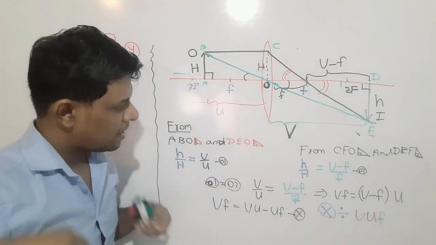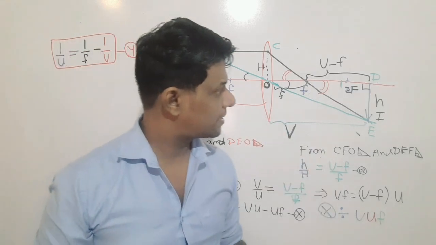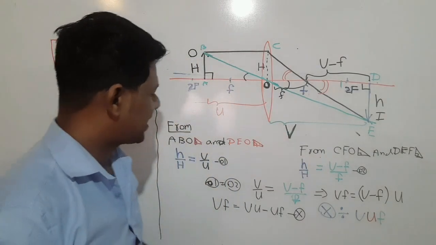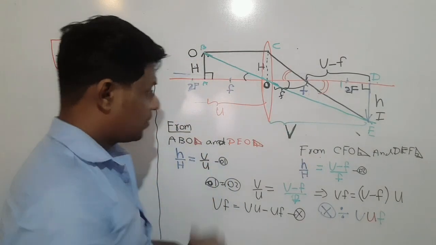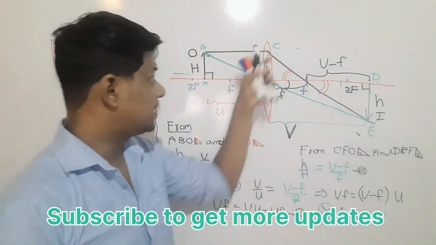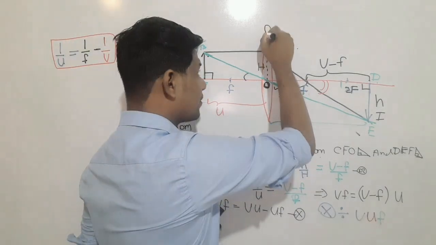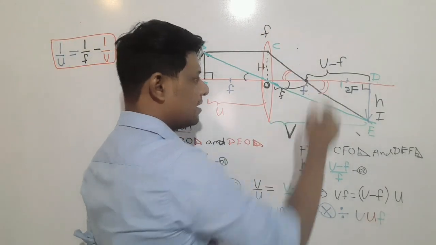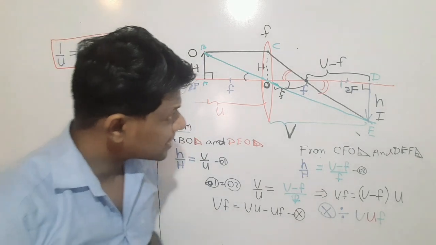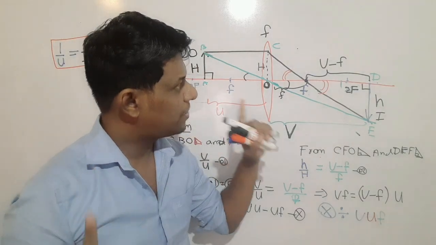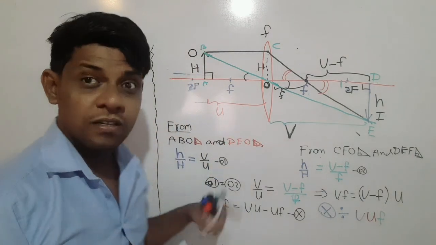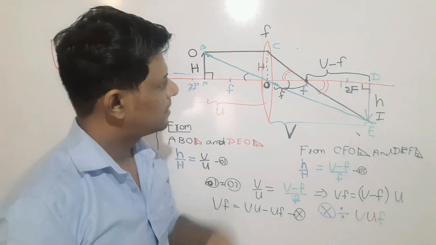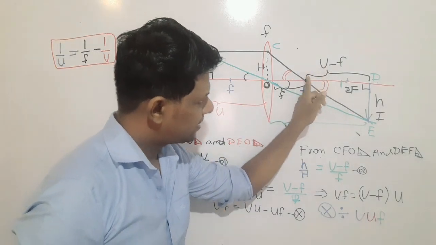Okay. Now let's go for the other result, because in the first result V and U are included, but not the focal length. This one has a focal length of F, that is here. So I want to get some expression out of V and U. Heights are impossible to measure, so how do we do this? Okay, see this one.